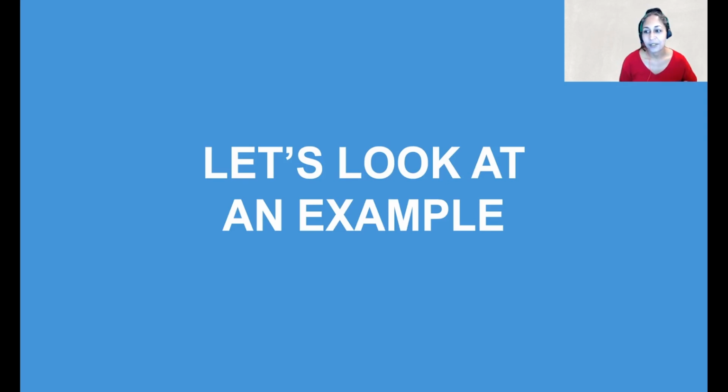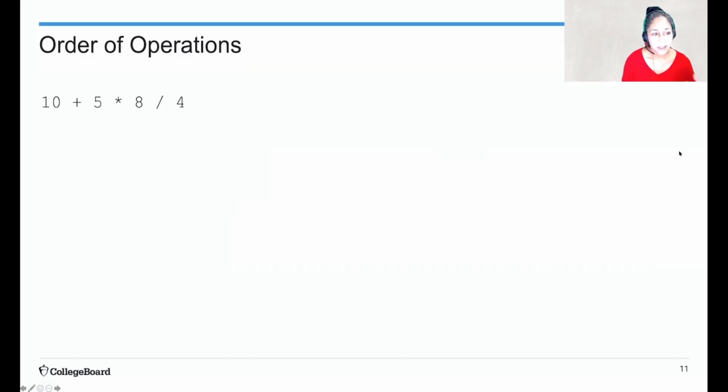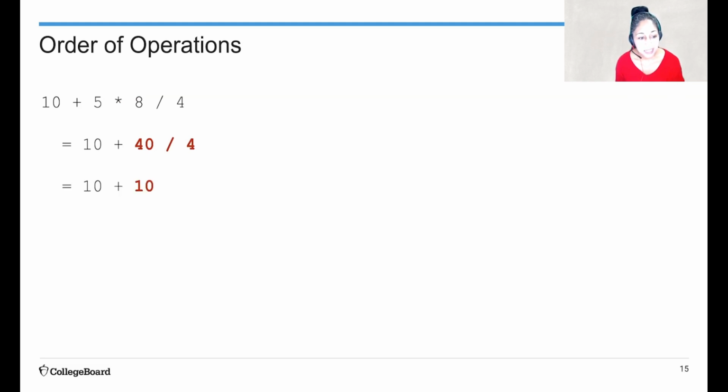So let's take a look at some examples of how we apply the order of operations in these expressions. So first, if I have this expression 10 plus 5 times 8 divided by 4, first thing I'm going to do is the multiplication part of this. So the 5 times 8, that's going to give me 40. So then when I'm looking at 10 plus 40 divided by 4, the next thing that I'm looking at, according to the order of operations, is the 40 divided by 4. That's going to give me 10. Now I just do the 10 plus 10, which gives me the result 20.